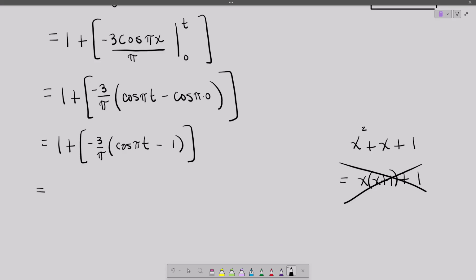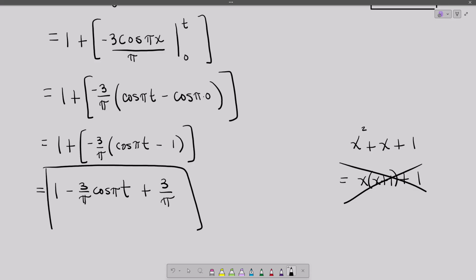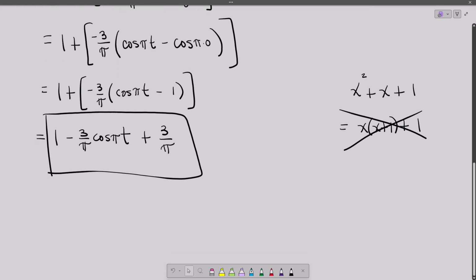We want to simplify this, so we distribute the 3 over pi. And when we distribute that, we are going to end up with that as our final answer. And we can't group these constants. We could put them next to each other if we wanted, but we can't combine them because they have different denominators. We could force them together if we wanted, but we don't have to.